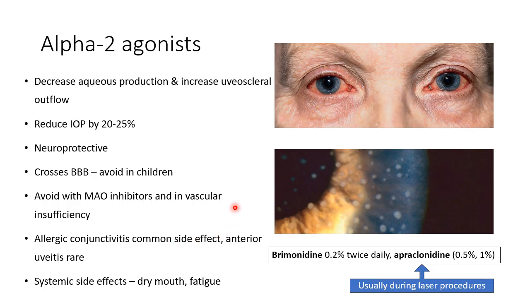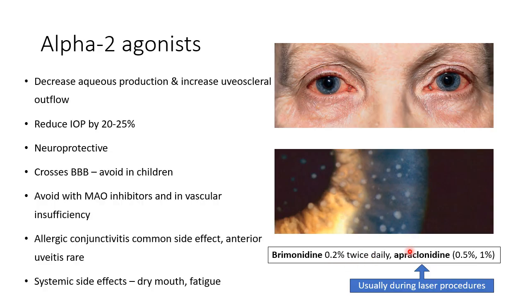Allergic conjunctivitis is a common side effect, right? And anterior uveitis is a rare side effect. It causes a granulomatous sort of anterior uveitis. You see these KPs over here. The systemic side effects include dry mouth and fatigue. So those are the side effects of alpha 2 agonists.